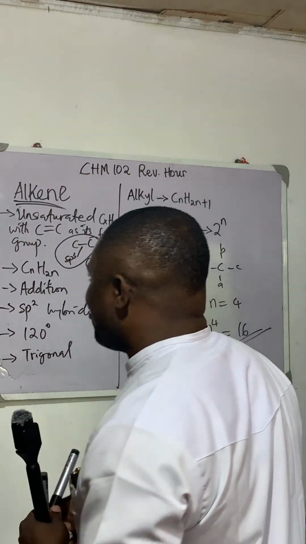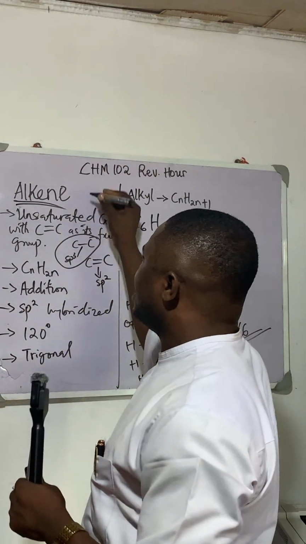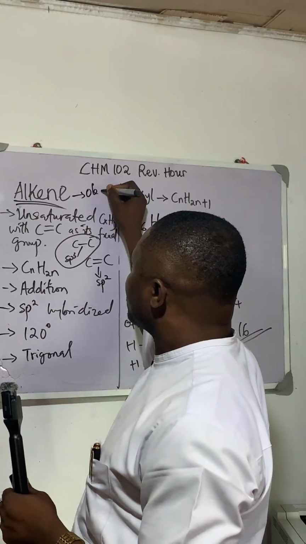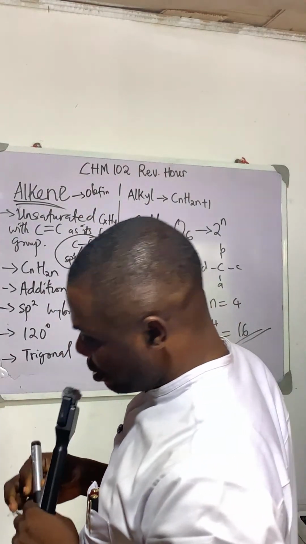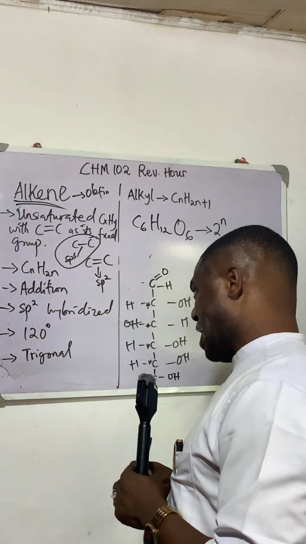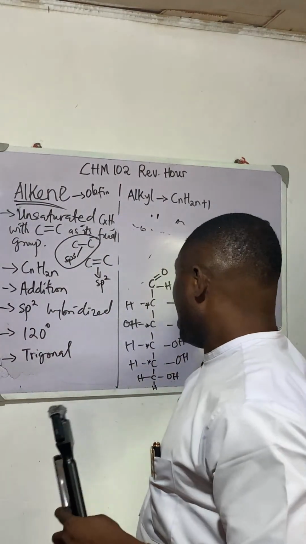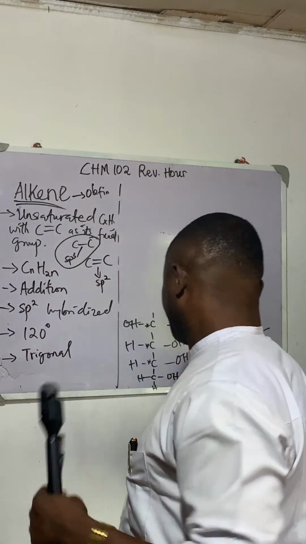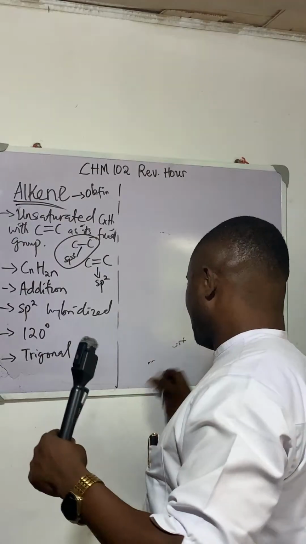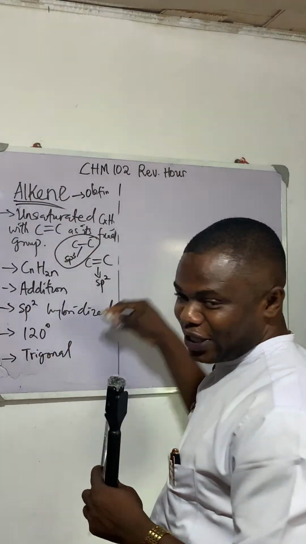So another name for alkane is paraffin. Another name for alkene is olefin. Olefin is what at times you call the double bond, olefinic bond. Another name for alkyne will be acetylene.